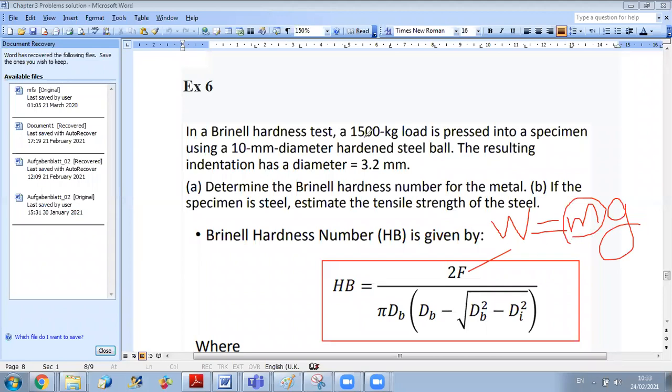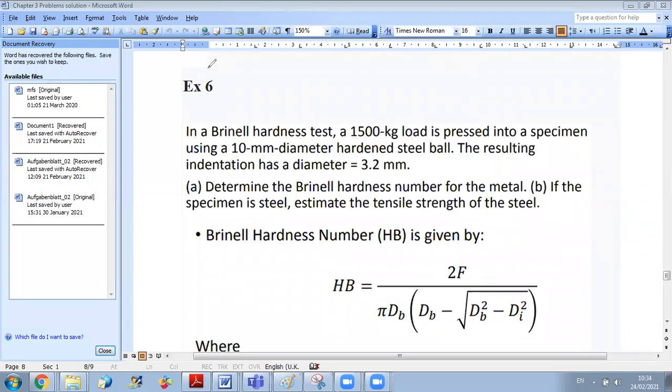So in case they gave you the weight of the ball instead of its mass, you should pay attention to divide by g in order to get the mass, and then replace not by the weight but by the mass. Okay, so this is for this problem.